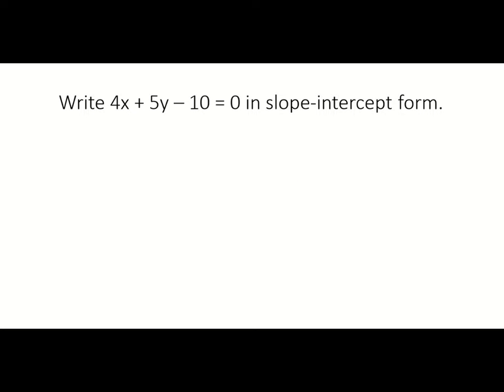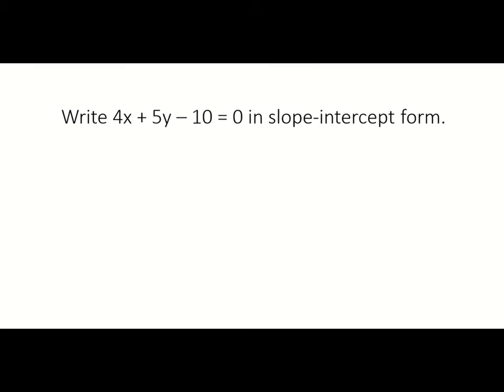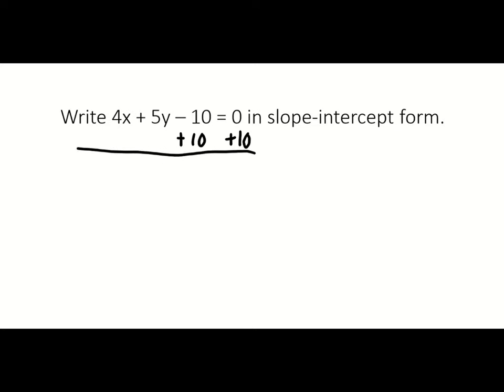So our next example, we want to write 4x plus 5y minus 10 equals 0 in slope-intercept form. So what we want to do is get the 4x and 5y all by themselves on the left-hand side. The first thing to do is get rid of minus 10 by doing the opposite and adding 10 to both sides of the equation. So we will have 4x plus 5y equals 10.